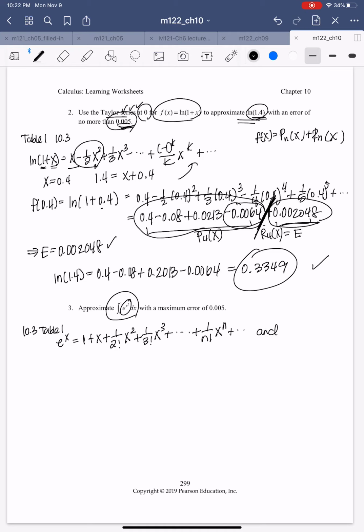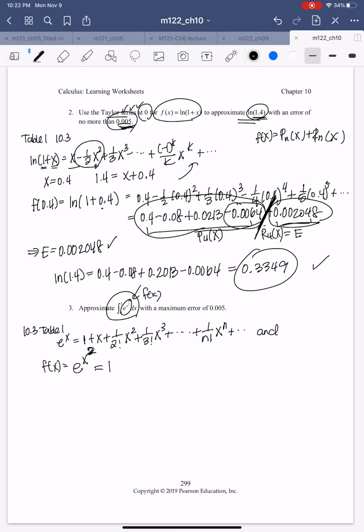And our actual f of x, which is e raised to the x squared, I'm just basically substituting x squared for x to come up with my Taylor polynomial. So it will be 1 plus, instead of x, you have x squared. Everywhere you see x, you're going to substitute x squared. Plus 1 over 2 factorial x to the 4th, 1 over 3 factorial x to the 6th, all the way up to 1 over n factorial x to the 2n.